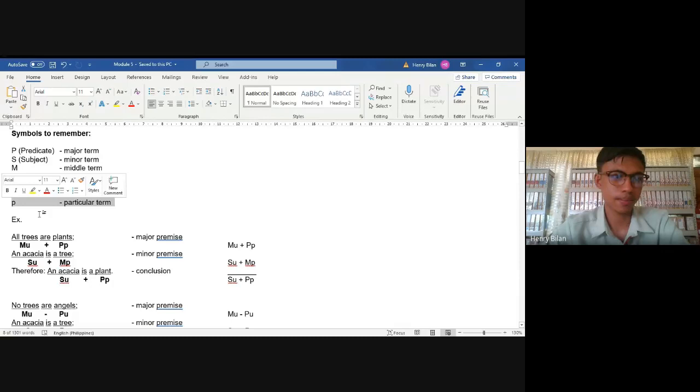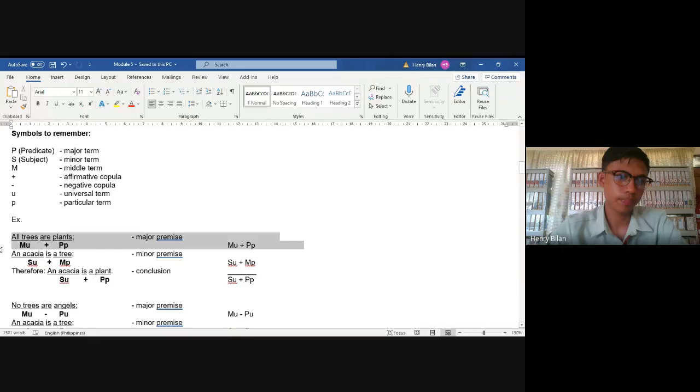So we have another example. All trees are plants. An acacia is a tree. Therefore, an acacia is a plant. So our premises, itong dalawa. The first one, again, as I have said, is our first premise, second premise. Then the conclusion. Now, in the categorical syllogism, meron ng pangalan.